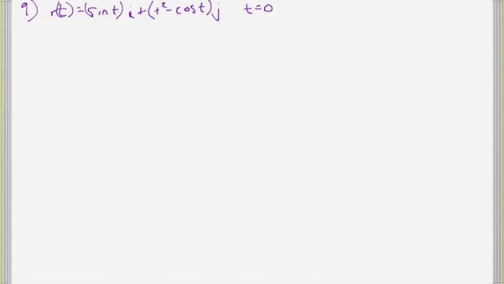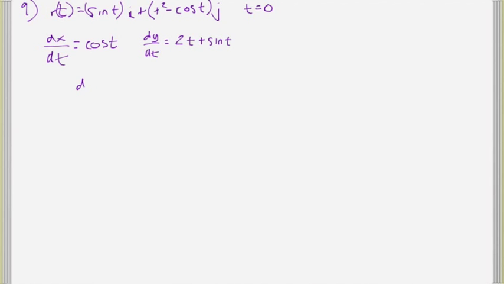We were asked to find tangent and normal. To write an equation of a tangent line, we need a point and a slope. To find slope, I think of this as parametric and take the derivative of the x part, which would be the i part. So that's cosine of t. And the derivative of the j part, which would be like the y part, is 2t plus sine of t.